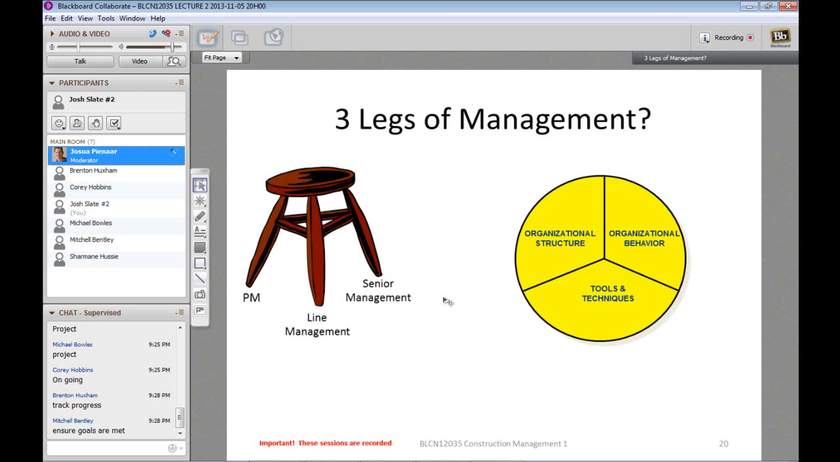So there are our three lines, or three legs, of the management quandary that we have. Basically, if we look at this little chair there, there's a project, and this project has three legs that it stands on.